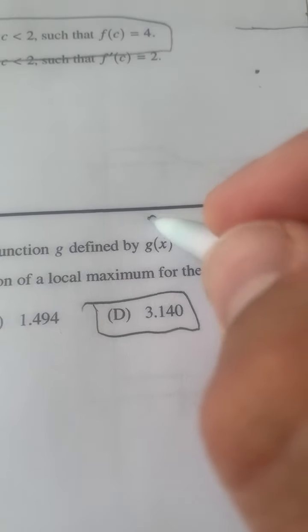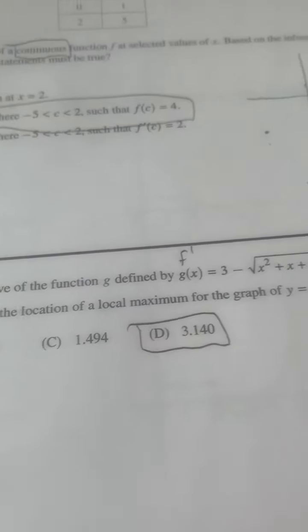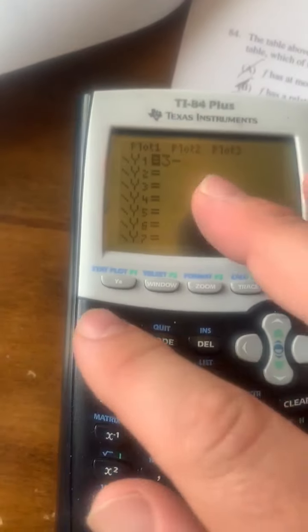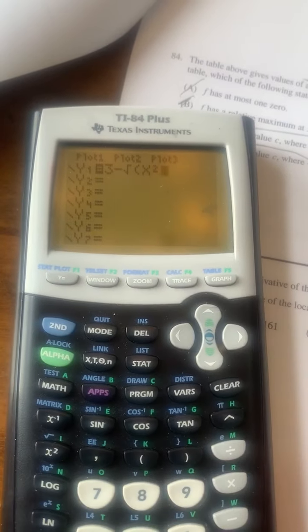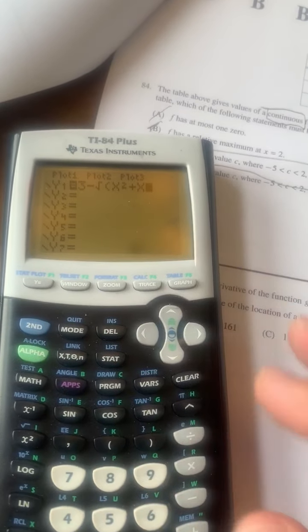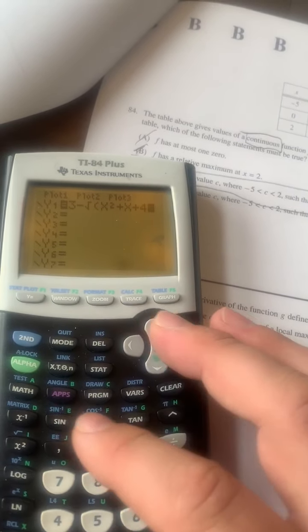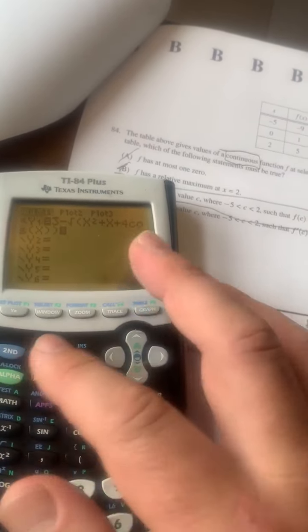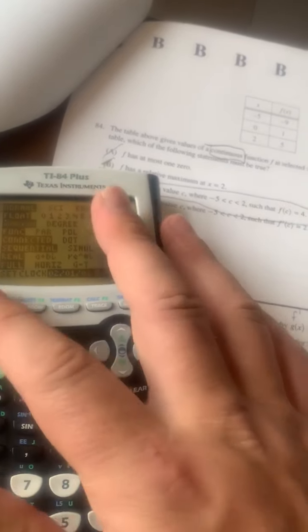Next one says, if f is the antiderivative of g, so that means that this g function is equal to f prime. It says, which of the following is the x coordinate of the location of a local max for f of x? So this is the derivative, so I'm going to go to y equals, and I'm going to go ahead and put that derivative in. So I've got 3 minus the square root of x squared plus x, plus, can't hit plus apparently, for cosine x. I'm going to make sure I'm in radians. I'm working on geometry too. And I'm going to go ahead and graph this.